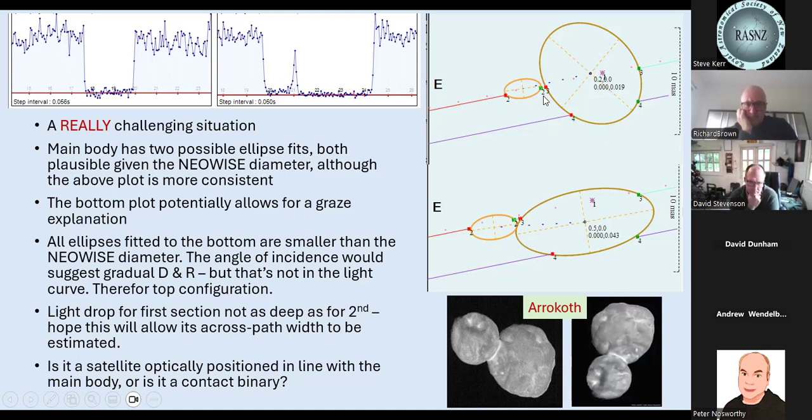If this is the right orientation, then it's definitely a satellite. Only question is whether it's a separate satellite or a contact binary. This one, depending on how you configure things, this body could be down here, satellite, or it could be up there a bit, and the graze explanation floats around. And trying to figure all this out, at the moment I think that's the most likely configuration of that, and that this should be rounder than it is based on the bottom of this light curve.